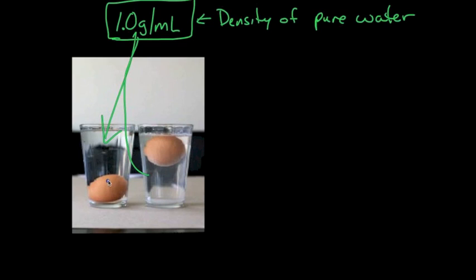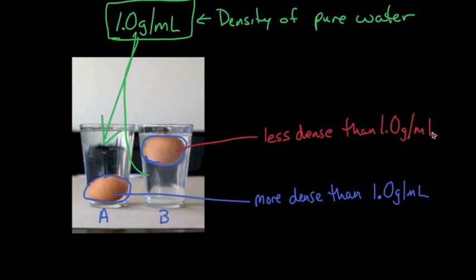If this is the case, we know that the egg in setup A is more dense than 1.0 grams per milliliter, and the egg in setup B is less dense than 1.0 grams per milliliter. And we can make that statement because one is floating and one is sinking. Okay? Something that is less dense than 1.0 grams per milliliter will float in water. Something that is more dense than 1.0 grams per milliliter will sink in water.